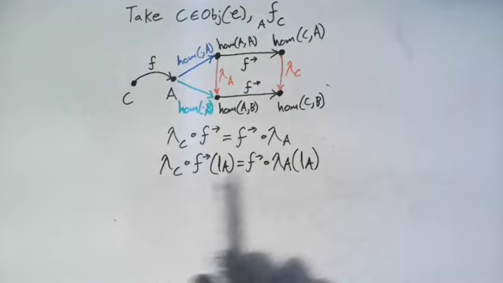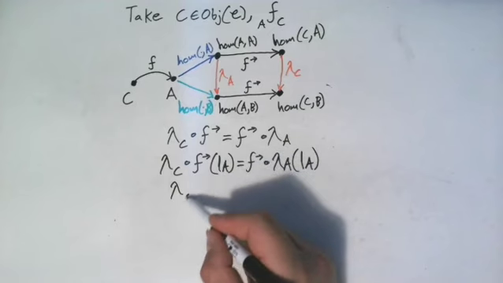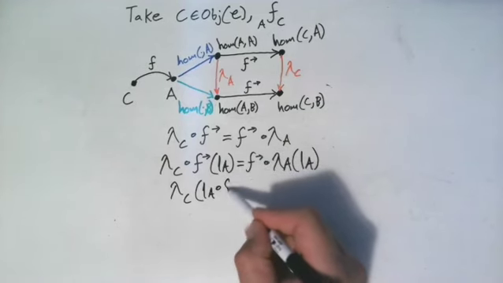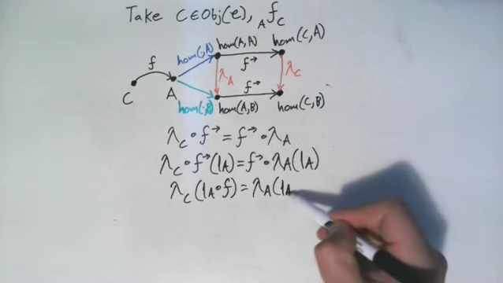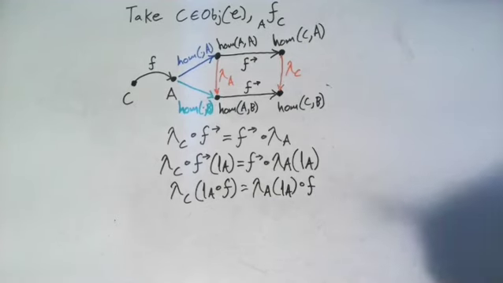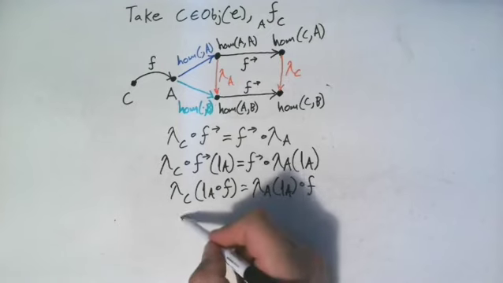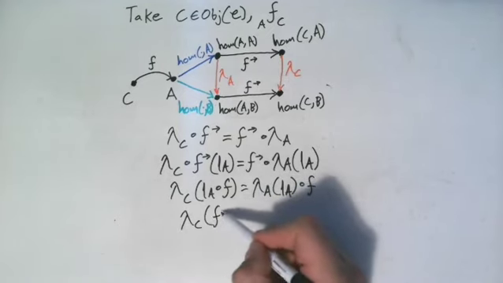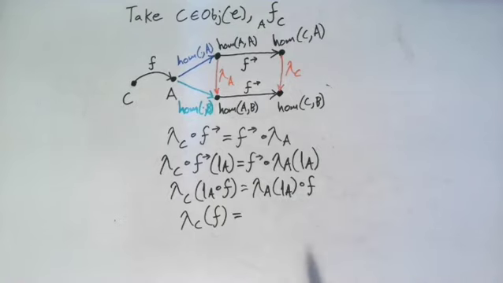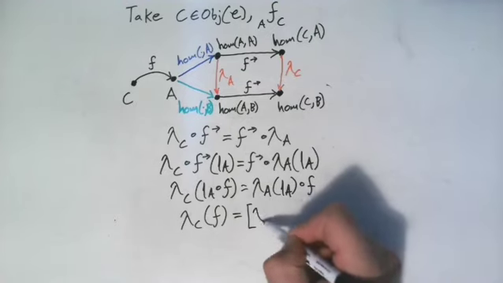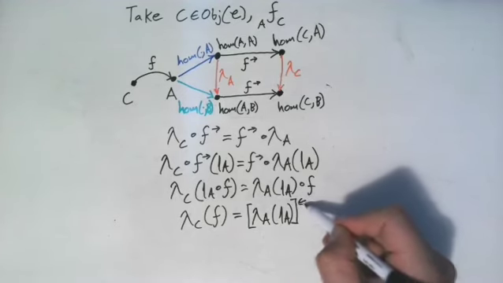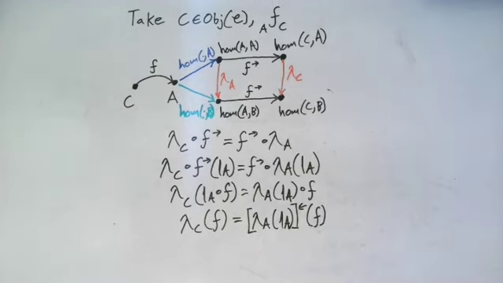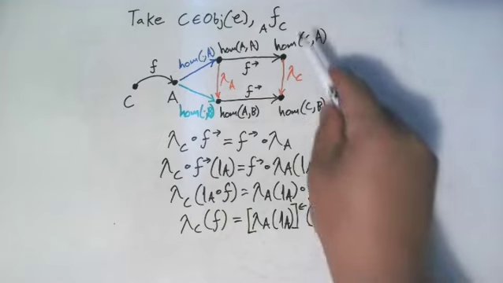So now we can apply precede by on both sides to get lambda C of 1A after F is equal to lambda A 1A after F. And in this case, this is just lambda C of F. And on this side, we can kind of flip it. So instead of precede by F, we can think of it as follow by lambda A 1A applied to F.